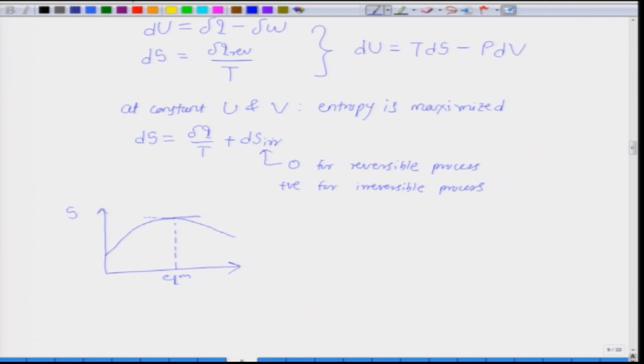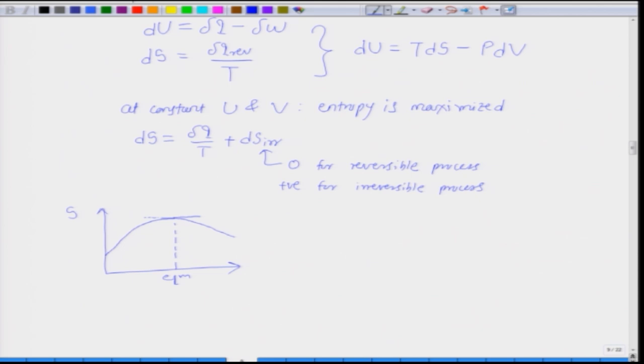Depending upon the degree of irreversibility, the magnitude of this dS irreversible will change. For example, if the process is reversible, then dS irreversible is 0, so there is no production of entropy. If the process is irreversible, then dS irreversible has some positive value, and we say that entropy is produced because of the irreversibility of the process.